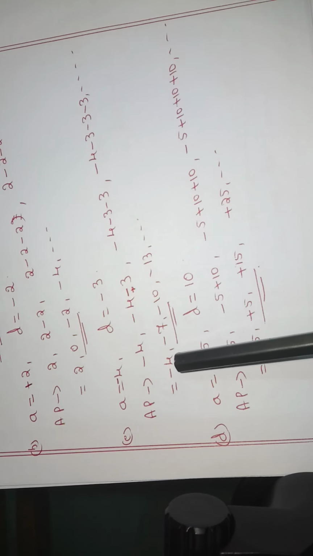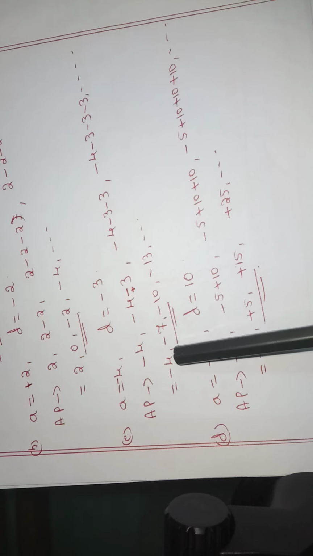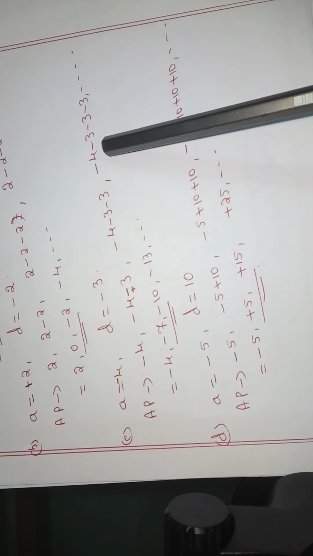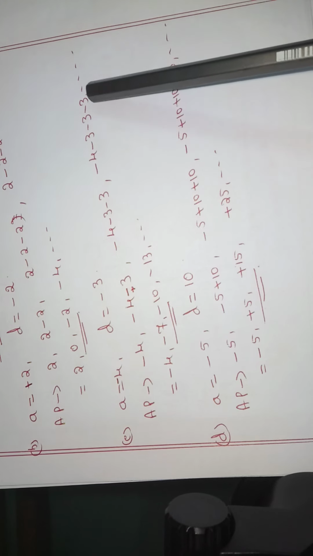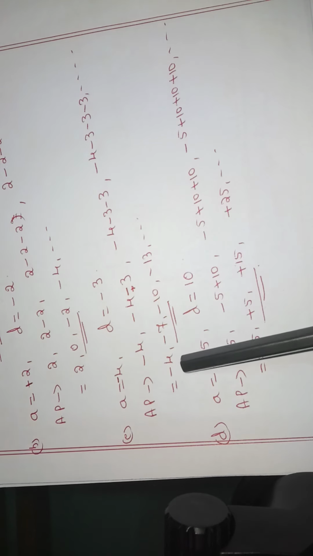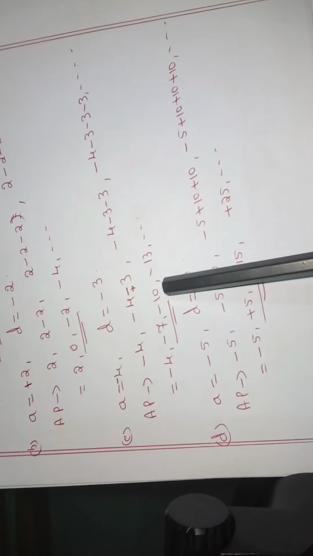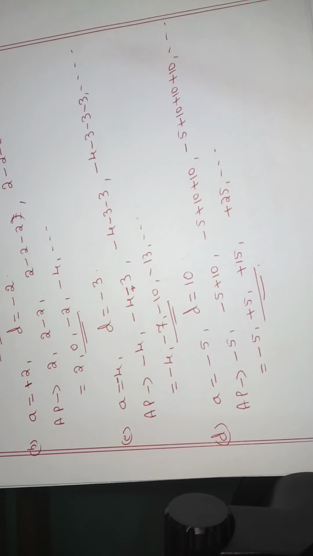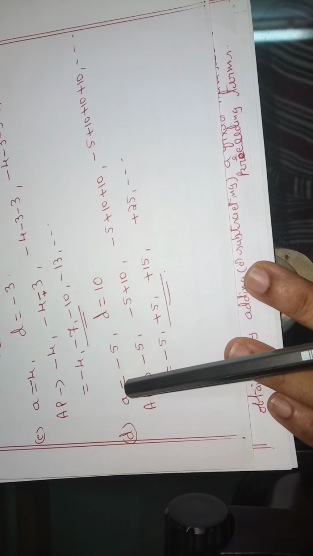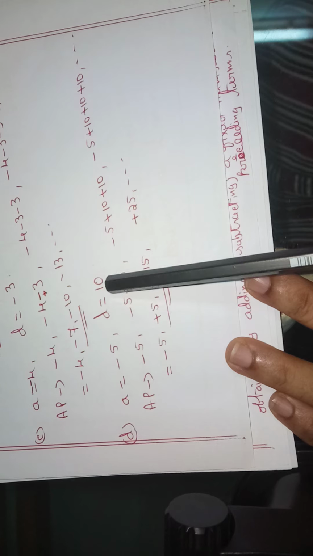Will you write? Okay. Minus 4, minus 4 minus 3, minus 4 minus 3 minus 3, minus 4 minus 3 minus 3 minus 3, and so on. What is the answer? Minus 4, minus 7, minus 10, minus 13 and so on. Everyone completed? Next.